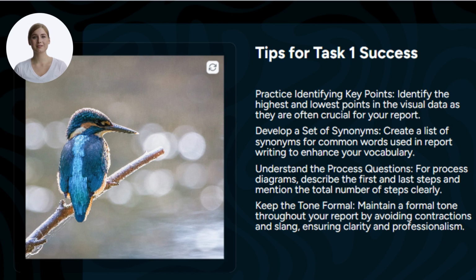Additional tips for Task 1 success. Practice identifying key points. When looking at a chart or graph, immediately identify the highest and lowest points, as these are often the most crucial. Example. In a pie chart, the largest and smallest slices are usually where your focus should be. Develop a set of synonyms. Create a list of synonyms for common words you might need in report writing. Practice using these in sentences to become comfortable with them.